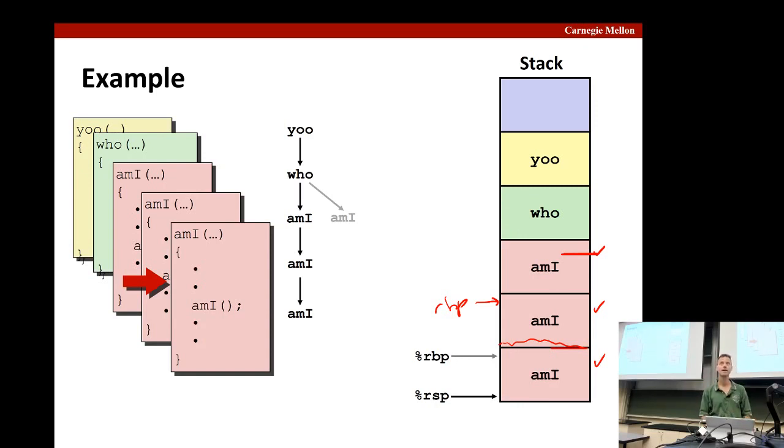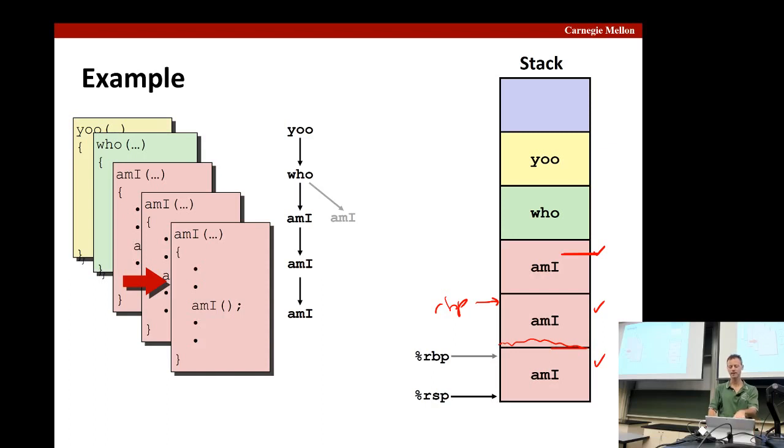You said that RBX will never change when returning from a function call? So we're going to talk about that. We'll talk about the conventions on registers towards the end of class. So you can hold off your question until then. Yeah. What does RBP stand for? Base pointer. The BP. Just like the base of the frame.